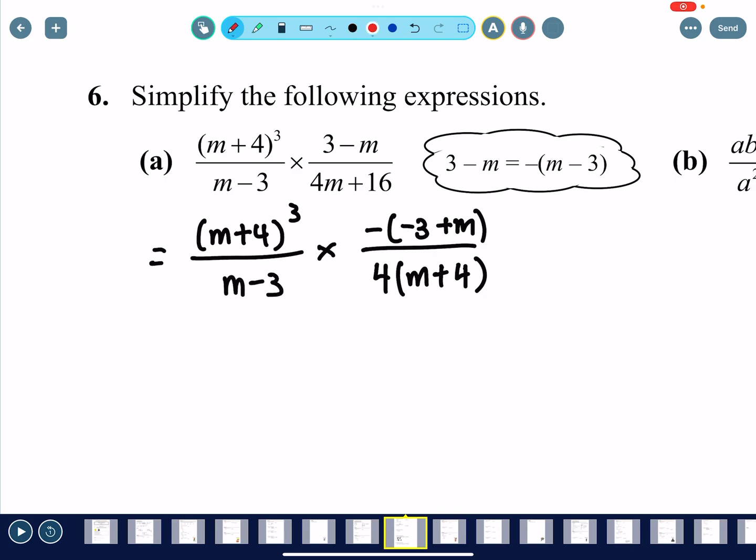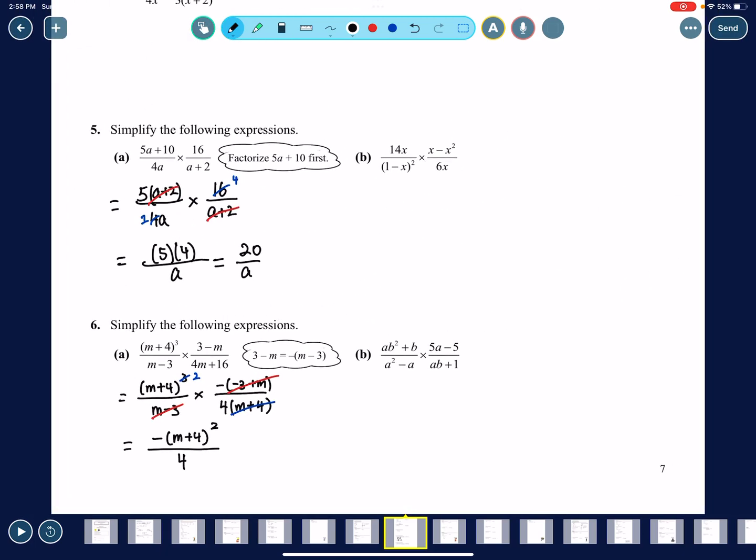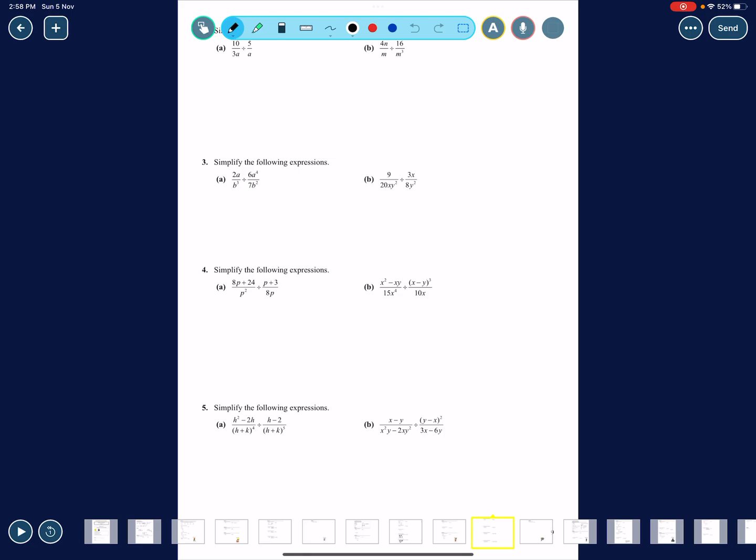So now I'm going to pair up. You can see that minus 3, right? And they're both positive m. So these two are actually the same. It's just in a different order. I can cross them out. M plus 4 are related. This will be power 2 now. And that's it. That's all that are related. So negative, don't forget there's a negative there. Negative times this one will be negative bracket m plus 4 bracket power 2 divided by whatever's left will be 4 at the bottom. And that's it. So let's do something about division.